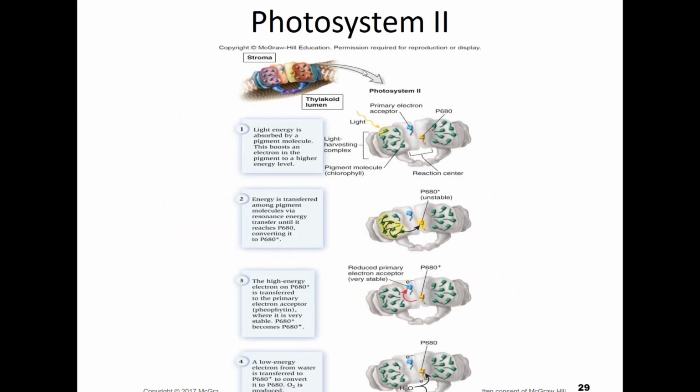Okay, here's photosystem 2. Light energy gets absorbed by a pigment, like chlorophyll A or B. The energy is transferred among the pigments. It's kind of spread out because of resonance energy until it reaches P680. And that P680 gets converted. There's a high energy electron on it. And it's very unstable, but then it's going to bounce an electron out onto the electron transport chain.